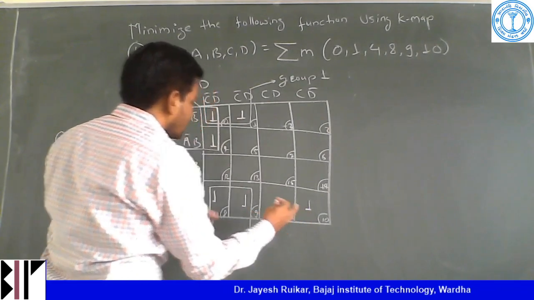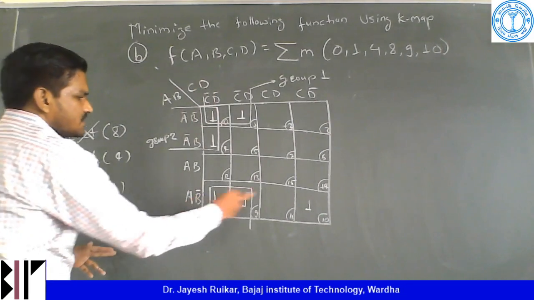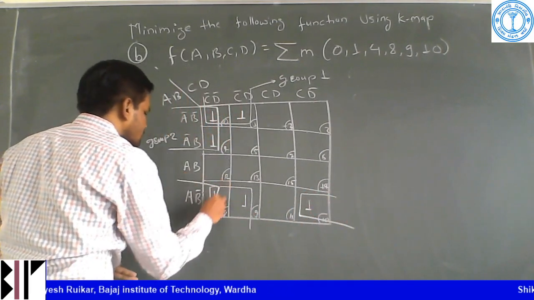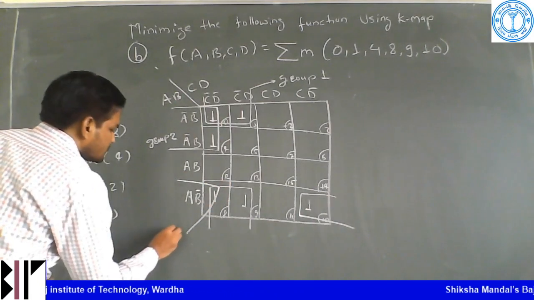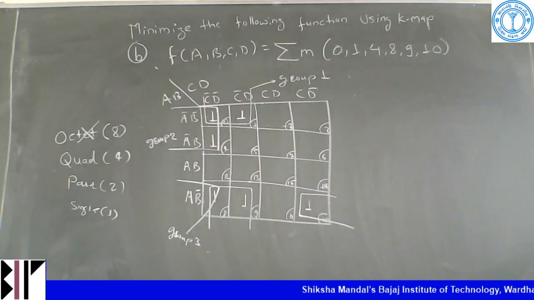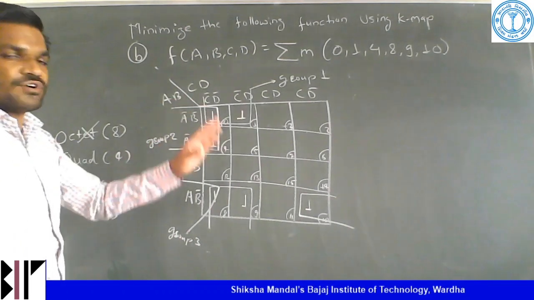Okay, so how can we combine it? We can combine it with the help of this. So these are the adjacent ones. So I am writing, this is my group 3. So I have formed 3 groups. Now we have to write the equation for each group.